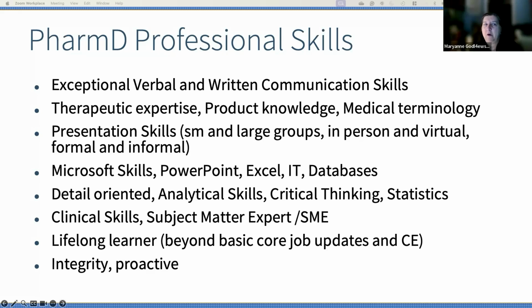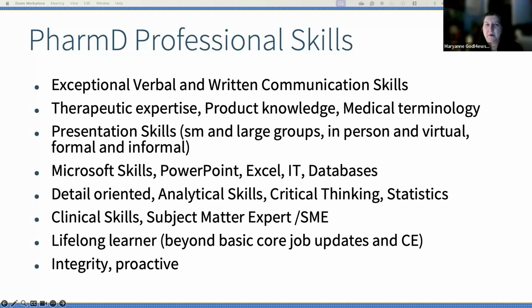It's very important to have your therapeutic expertise. If there's an area that you're very interested in, oncology, dermatology, whatever it is, if you could become a subject matter expert, that would be great. So have product knowledge and know your medical terminology, because it's very embarrassing if you're on the phone and a doctor or nurse uses a medical term and you have to ask, how do you spell that? You need to know what they're talking about. We've all gone through medical background.